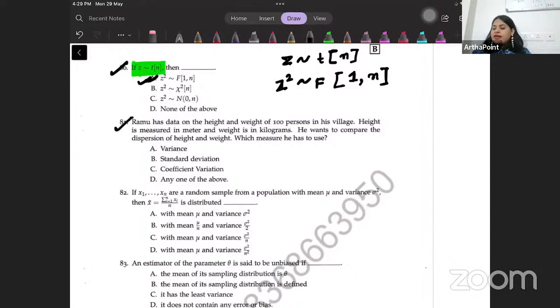Ramu has data on height and weight of 100 people. Height is measured in meter and weight in kilogram. He wants to compare the dispersion of height and weight. Which measure should he use?